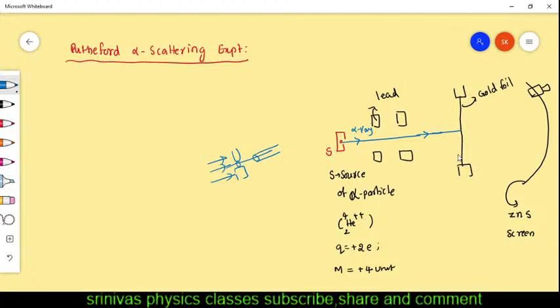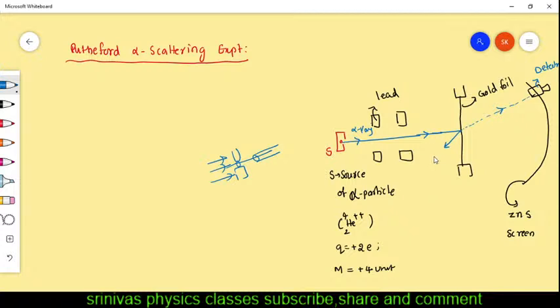And then they observed that some of the alpha particles scatter like this, and then they are detected by the detector. This is a detector. An alpha particle may be scattered this side or this side; alpha particles scatter in different directions. Some alpha particles may even come back like this. This is the scattered alpha particle.